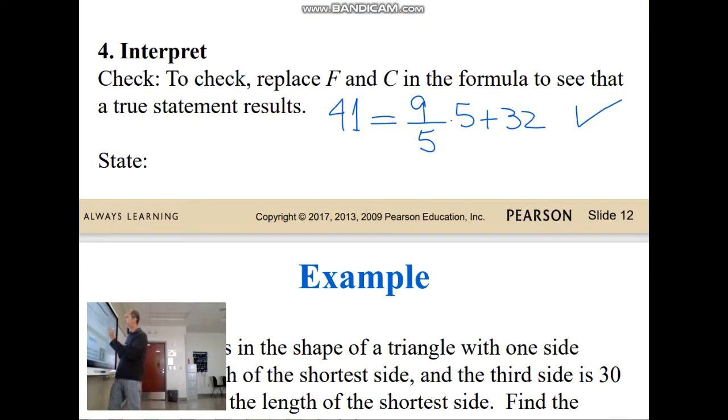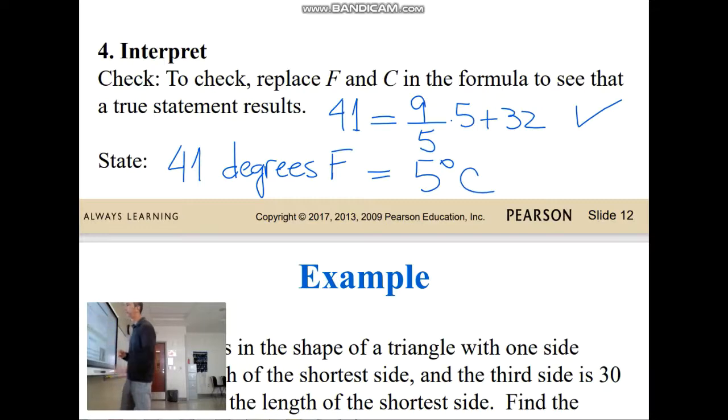And your conclusion is: 41 degrees Fahrenheit is the equivalent of 5 degrees Celsius. Okay? This is the conclusion and the solution of this question.